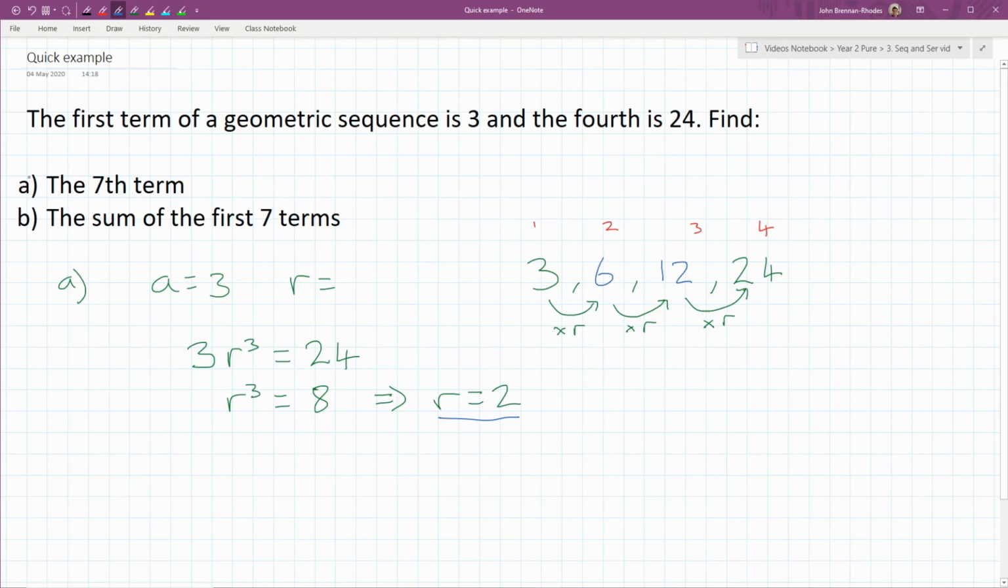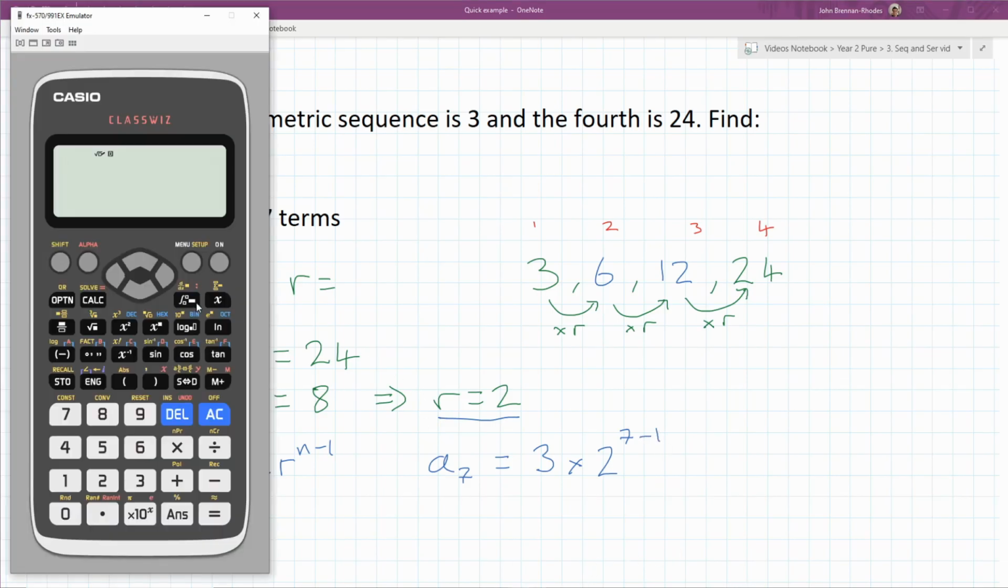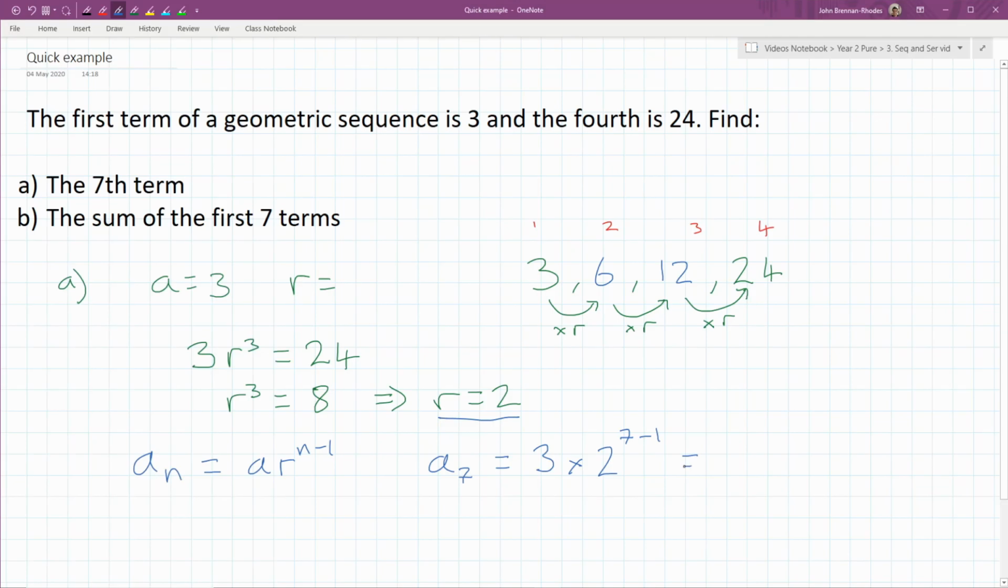So if I need the 7th term, let's write down the formula for the nth term, which you do need to remember, it's not in the formula book, is ar to the n minus 1. So the 7th term is going to be a, which is 3, multiplied by 2 to the power of 7 minus 1. So if I do this in my calculator, 3 times 2 to the power of 7 minus 1, well 6, and I get 192, which is the 7th term.